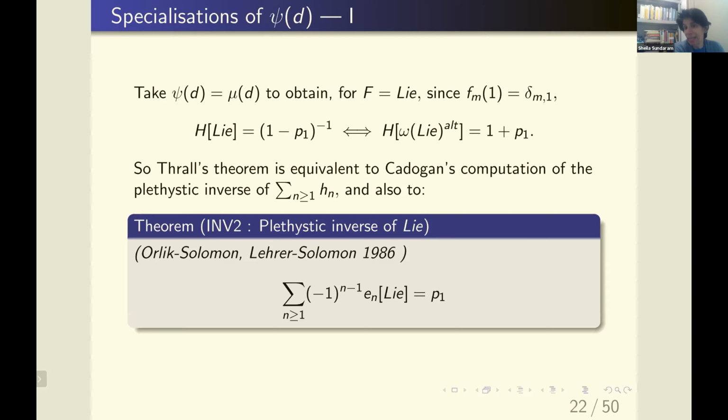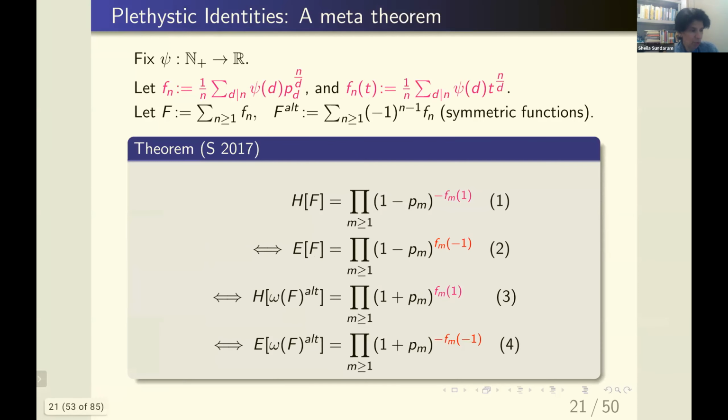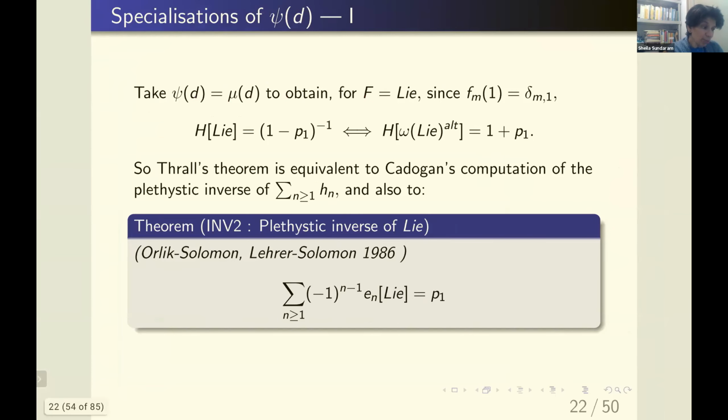So you immediately get Thrall's theorem and you get Cadogan's theorem, because the value of this theorem is that it gives you all these identities in one shot. So you can pass from one to the other. So you don't have to do individual computations each time. Okay, so Thrall's theorem is actually equivalent to Cadogan's computation. And you can also get results like this.